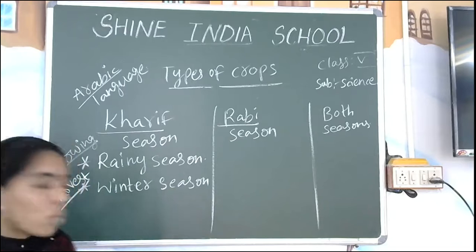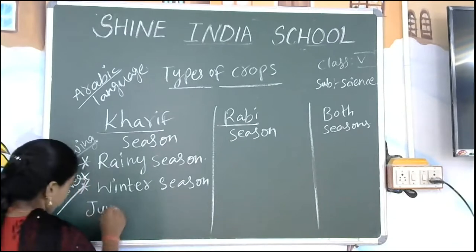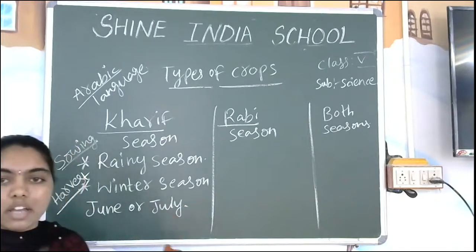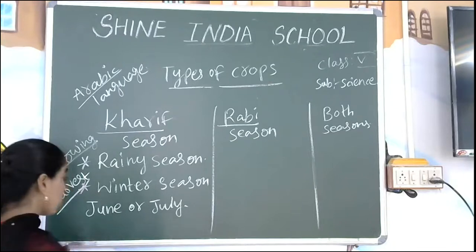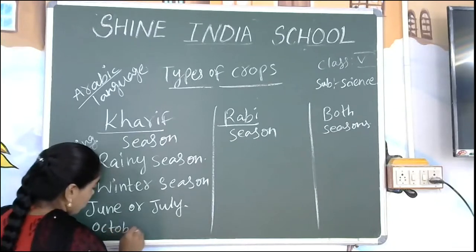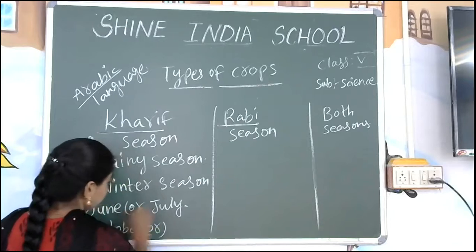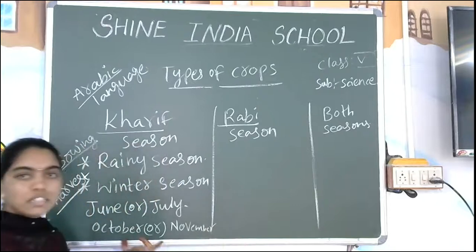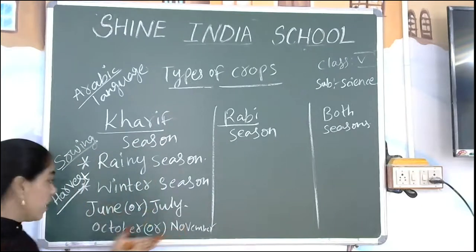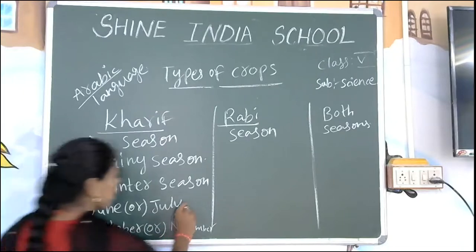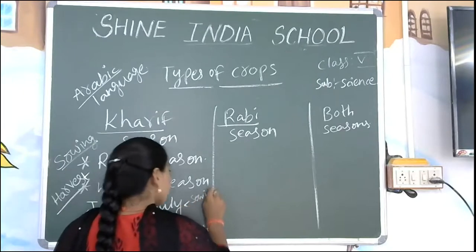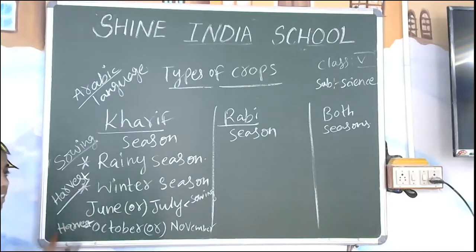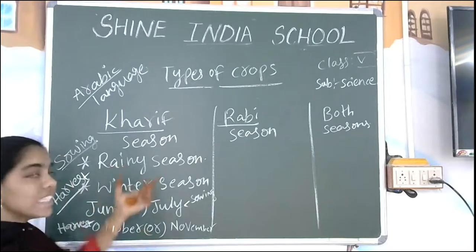They are usually sown in June or July. When are the plants sown here? June or July. And next they are harvested in October or November. Here are the two times we can say: June or July, and next October or November. This is the sowing time, and this one is the harvesting time.